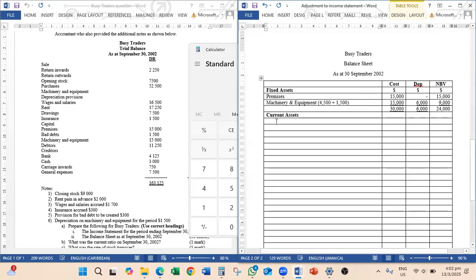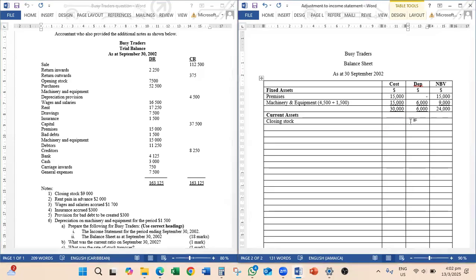All right, and so in our current assets section, we normally start with our closing stock, right? Our closing stock figure, and it is located outside the trial balance, 9,000. So closing stock is 9,000. All right, and we are now going to add, well, we're gonna have debtors, right? However, the debtors figure is to be adjusted.